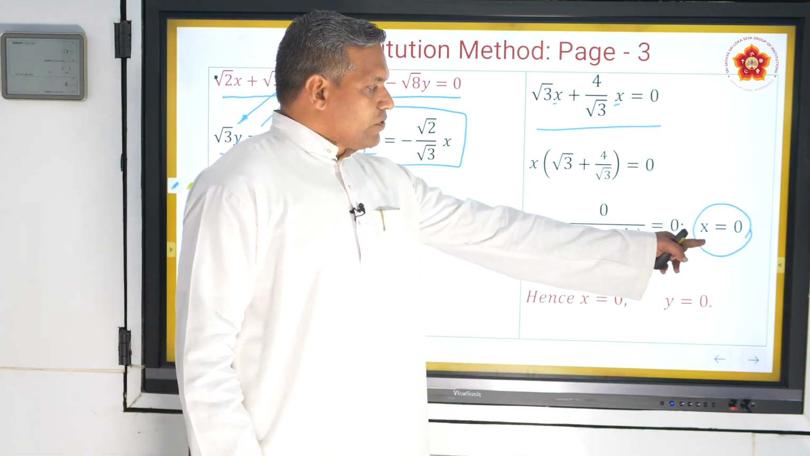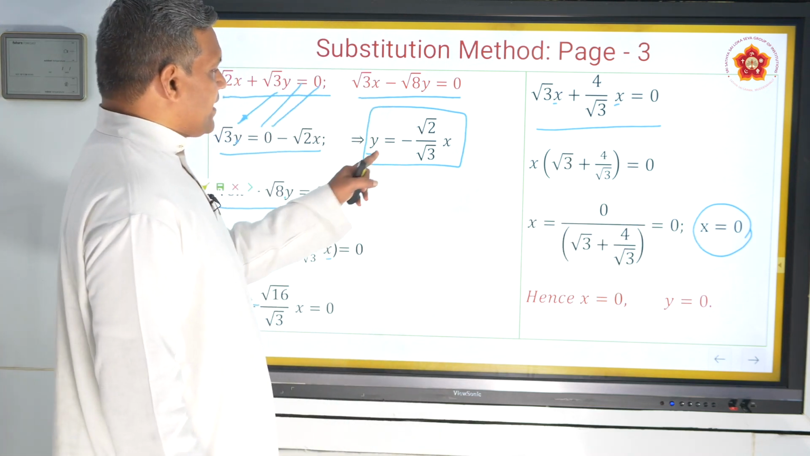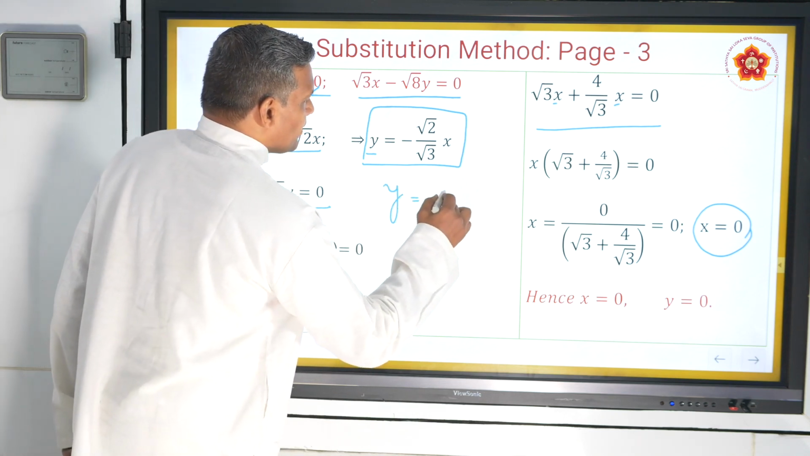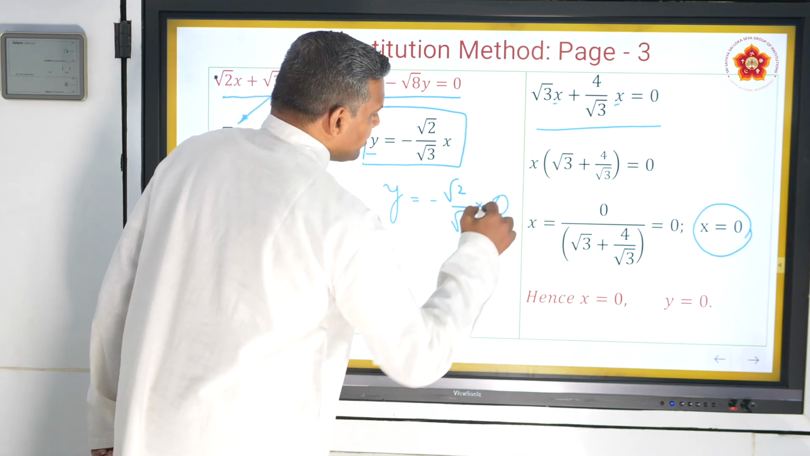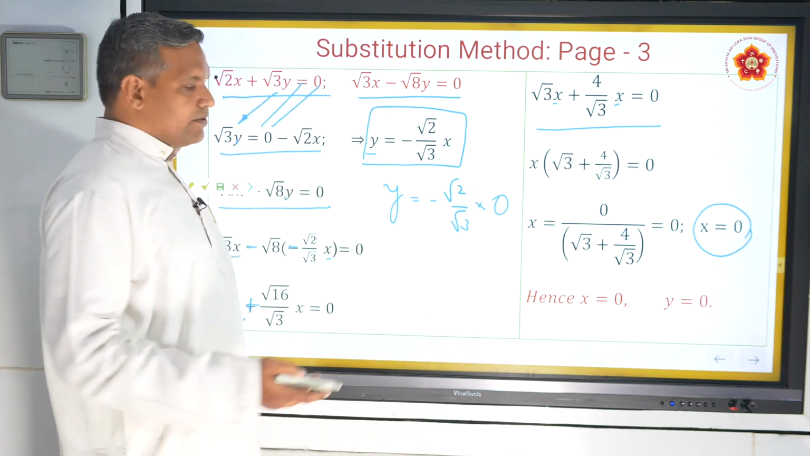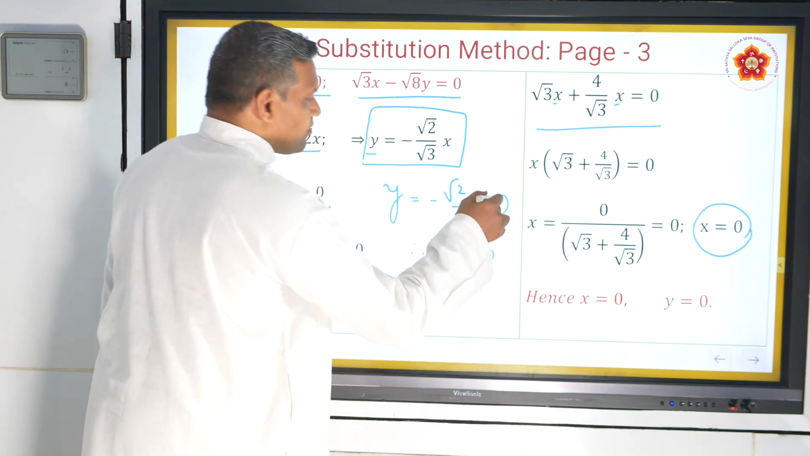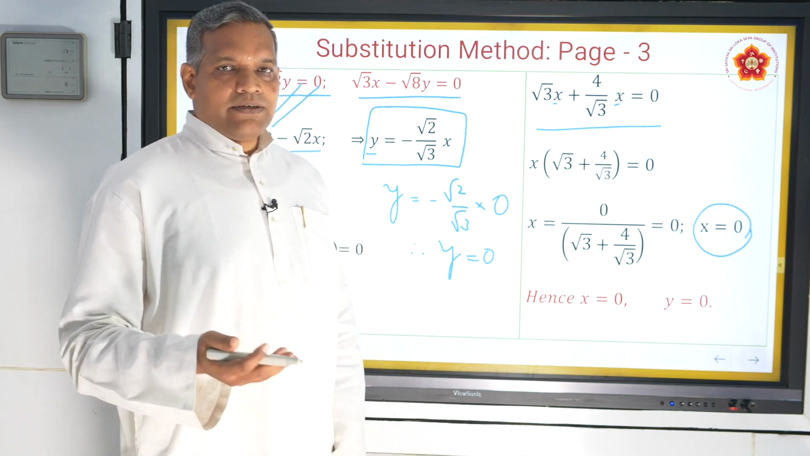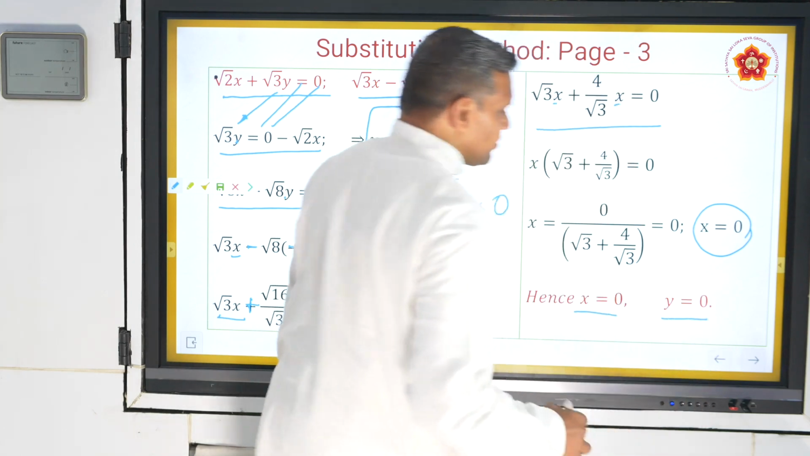Now x is equal to 0 should be substituted somewhere to get the y value. What is the y value? You know y is here. This is y. So let us take y is equal to minus root 2 by root 3 into 0. Tell me, what is 0 multiplied by anything? 0. Therefore, y is equal to 0, because 0 multiplied by anything is 0, negative number, positive number, rational, irrational, real. Right. So now y is equal to 0. Hence, x is equal to 0, y is equal to 0.